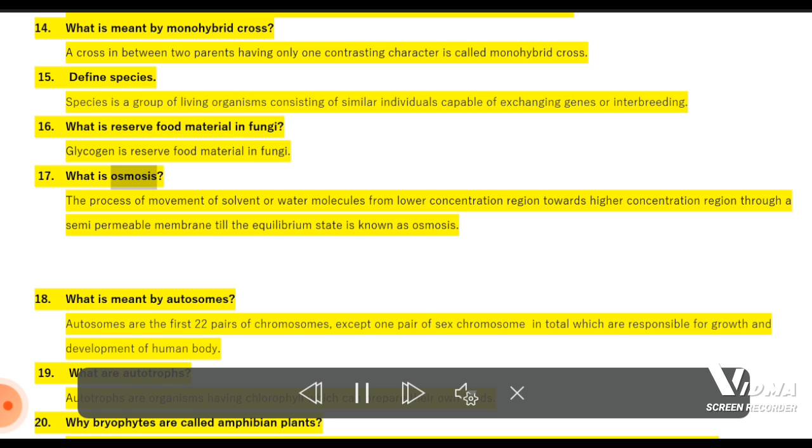17. What is osmosis? The process of movement of solvent or water molecules from lower concentration region towards higher concentration region through a semi-permeable membrane till the equilibrium state is known as osmosis.